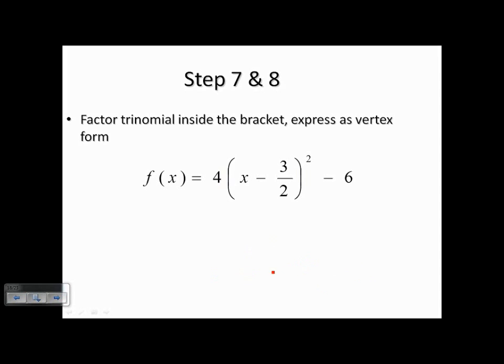What does this tell me? Like I said before, I definitely have a minimum because my a value is positive. My minimum value is negative 6. So my minimum value is down below here. And when does that minimum happen? At positive 3 over 2. It's like 1.5, so I'm about here. My parabola looks something like that.